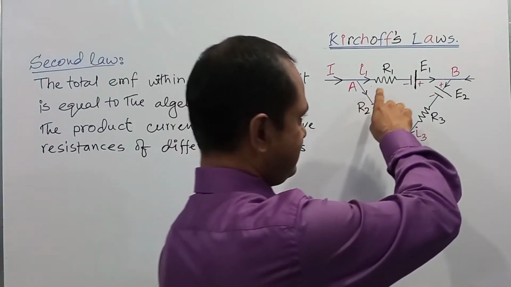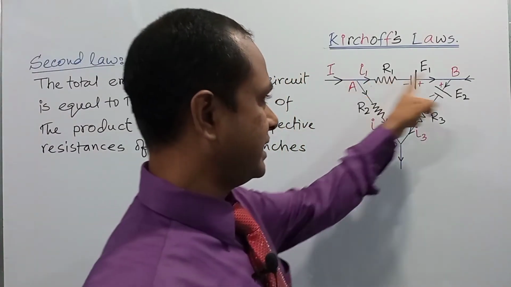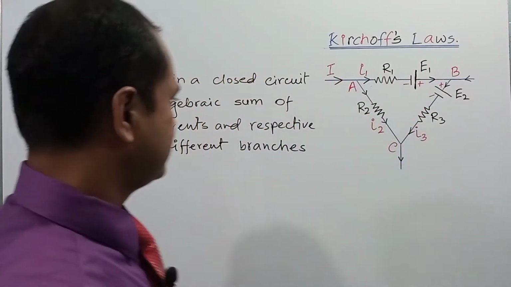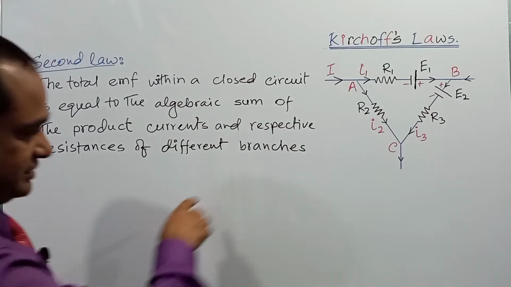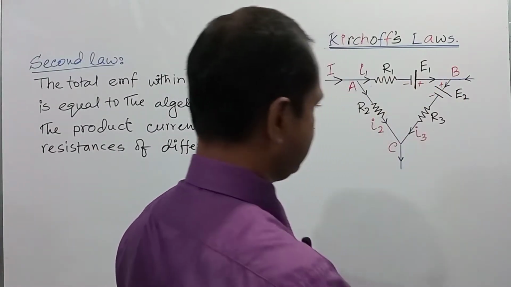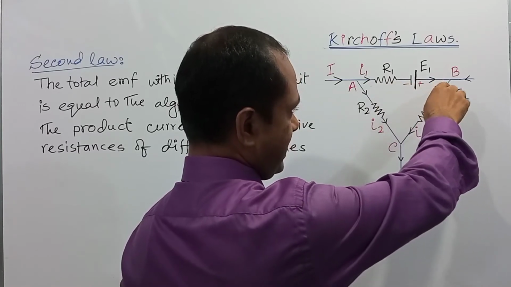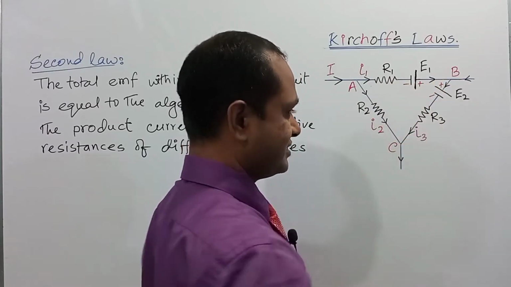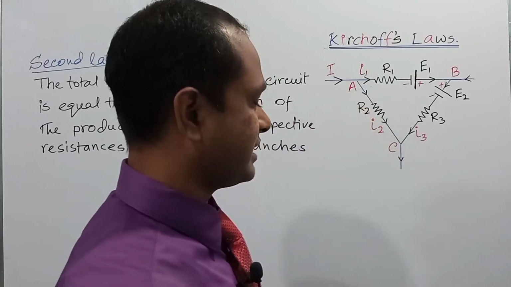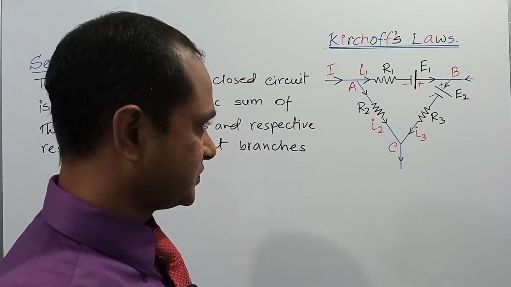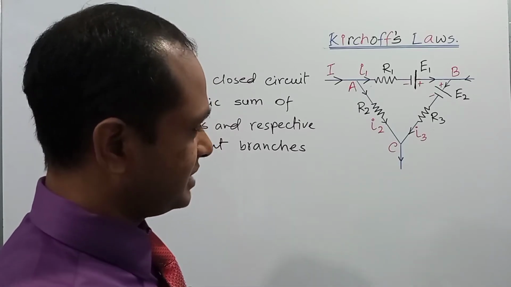There are three branches: one branch is denoted by A, B, then B, C, then C, A. So we need to determine the product of current. In the AB branch, the current is denoted by I1. In the BC branch, the current is denoted by I3, and in the AC branch, the current is denoted by I2.